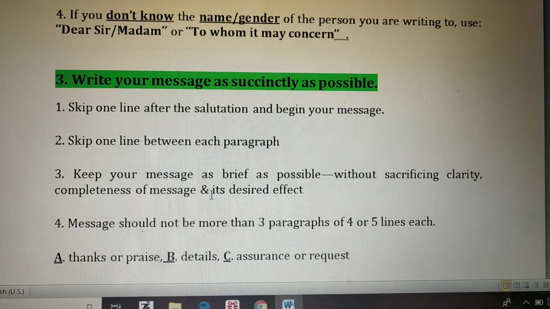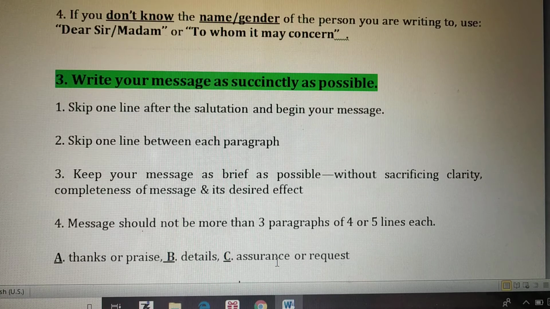Actually, when you are going to write the main body of your email, there are 3 parts. First, praise or thanks. Second, the details that you want to give him or her. And third, assurance or request. See, you have written the subject line very well. Then you have written Respected Sir or whatever that may be. That is the salutation. Then the main body may be of 1 paragraph, 2 paragraphs, or 3 paragraphs. It should not be more than 3 paragraphs. And if you are writing in 3 paragraphs, it should be like this. First of all, give the thanks or praise. Second, give details. Third, give assurance or request.